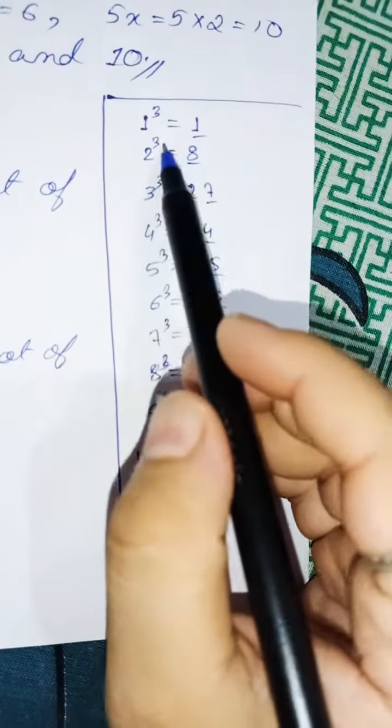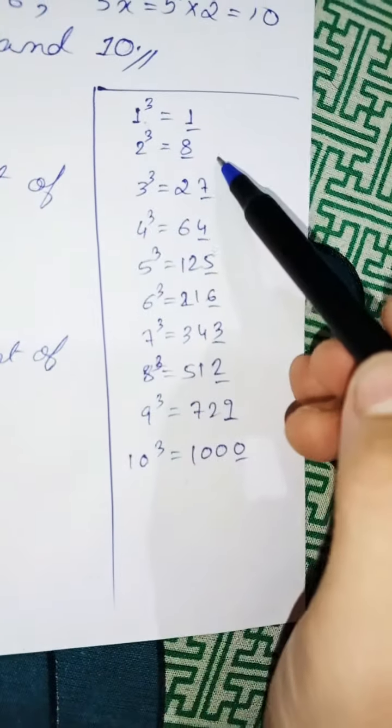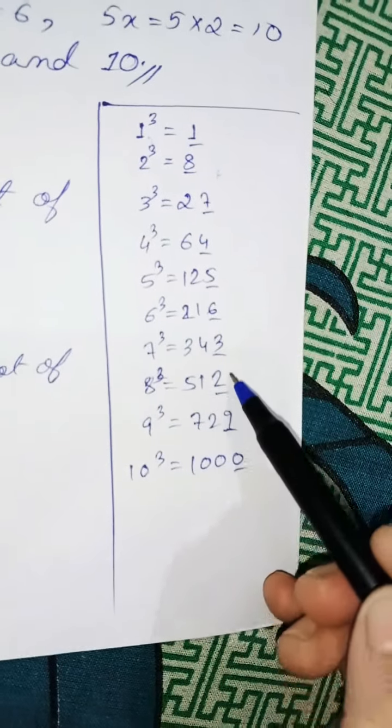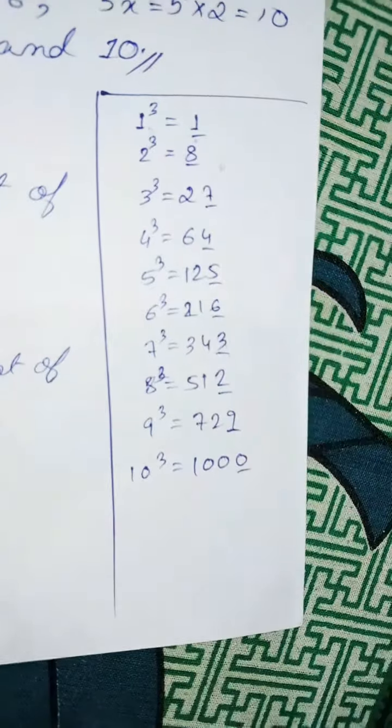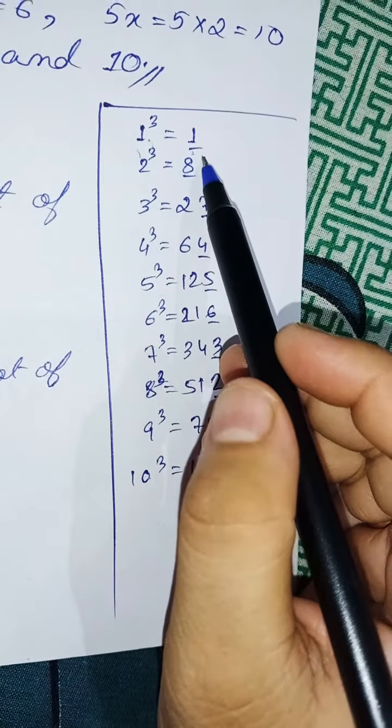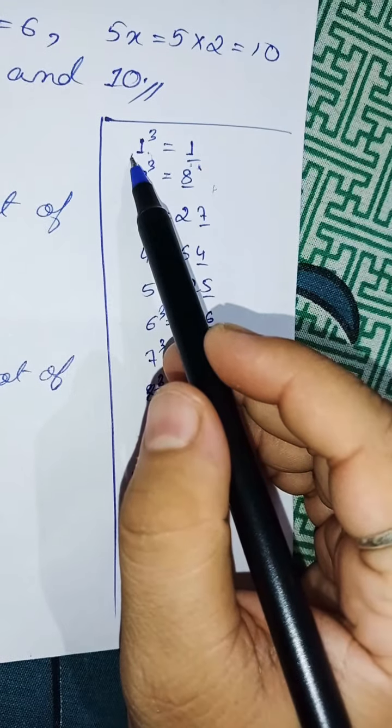How to do it? If you remember the property that I shared with you, that by looking at the last digit of the given number, I can say what will be the last digit of the cube of the number. Similarly, by looking at the last digit of the cube of a number, you can say what will be the last digit of the cube root. Since 1 cube gives you 1, the cube root of 1 is 1, so the unit digit will be 1.